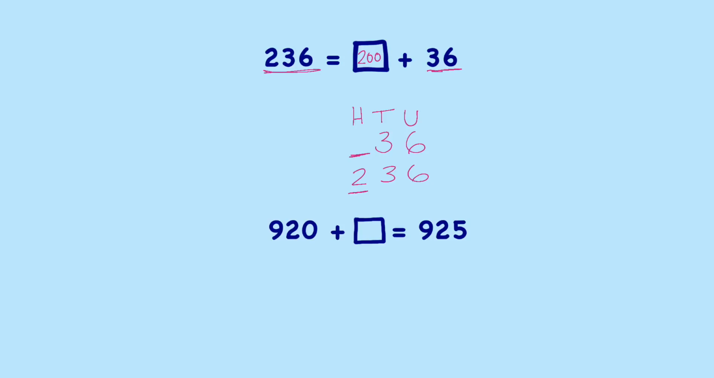Let's try another question. So here I have 920 plus something is 925. So what's missing here? Well, I already have 920 and we want to make 925. So if I think about my place value headings, I can see that I need to have something here, and I can see that it's the 5. So I know that 920 plus 5 is 925. So remember, with questions like this, you don't need to actually add up, you just need to look at the place value of the digits to work out what the answer is.